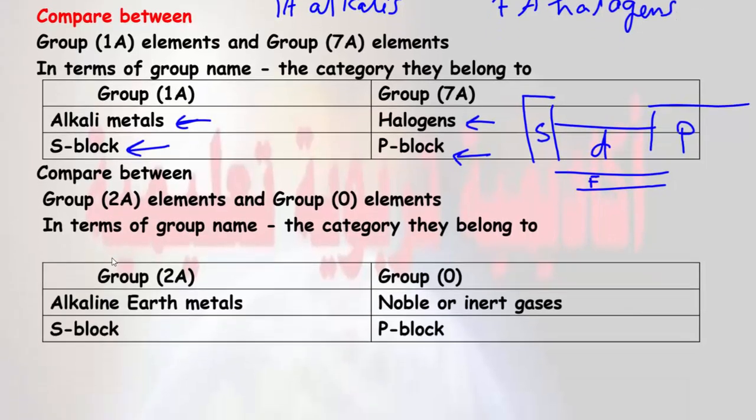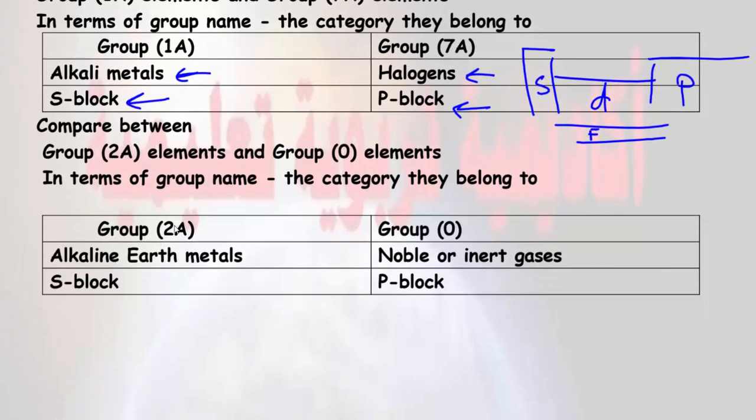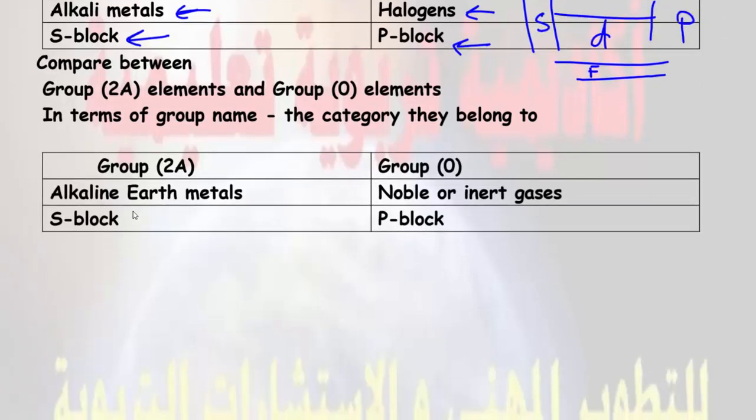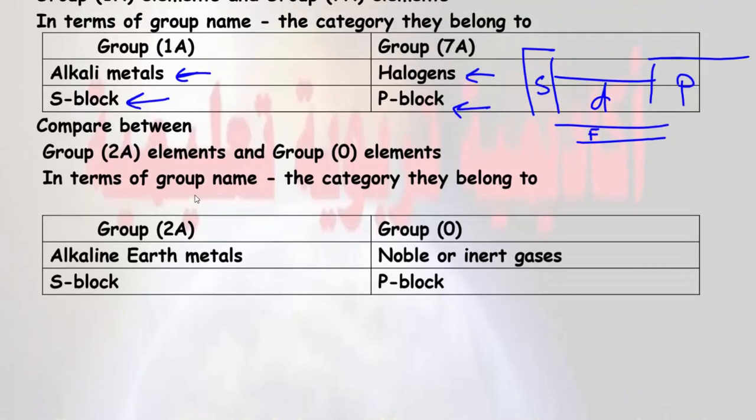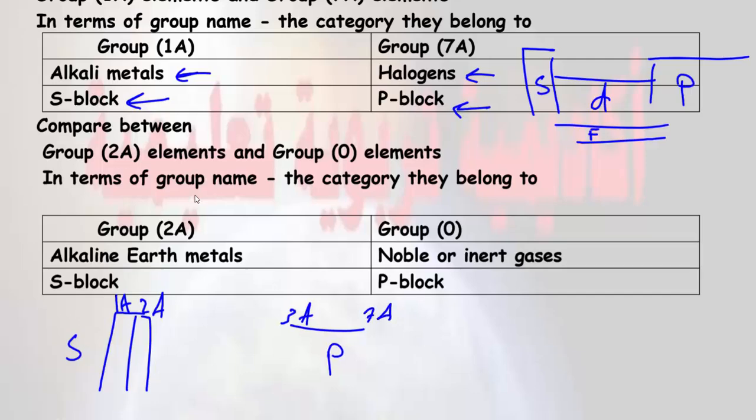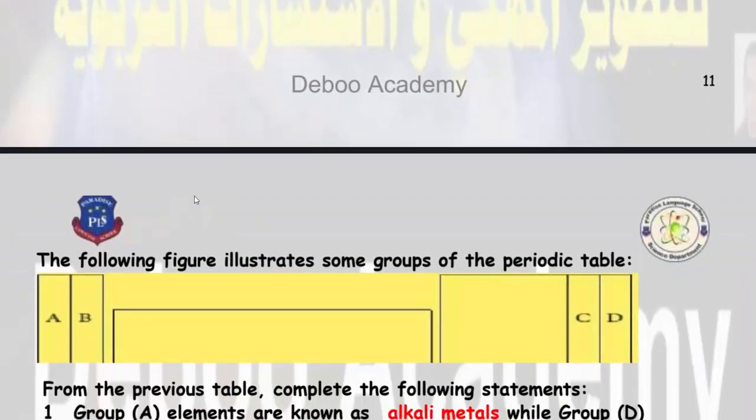Let's go to compare between group 2A elements and group 0 elements in terms of group name and the category they belong to. Group 2A is called alkaline earth metal, and group 0 is inert or noble gas. Here in the modern periodic table, the first two, 1A and 2A, are related to S block. We called them alkali and alkaline earth metal, while P block begins with 3 to 7, and the last one is inert gases, group 0. All of them are related to P block.